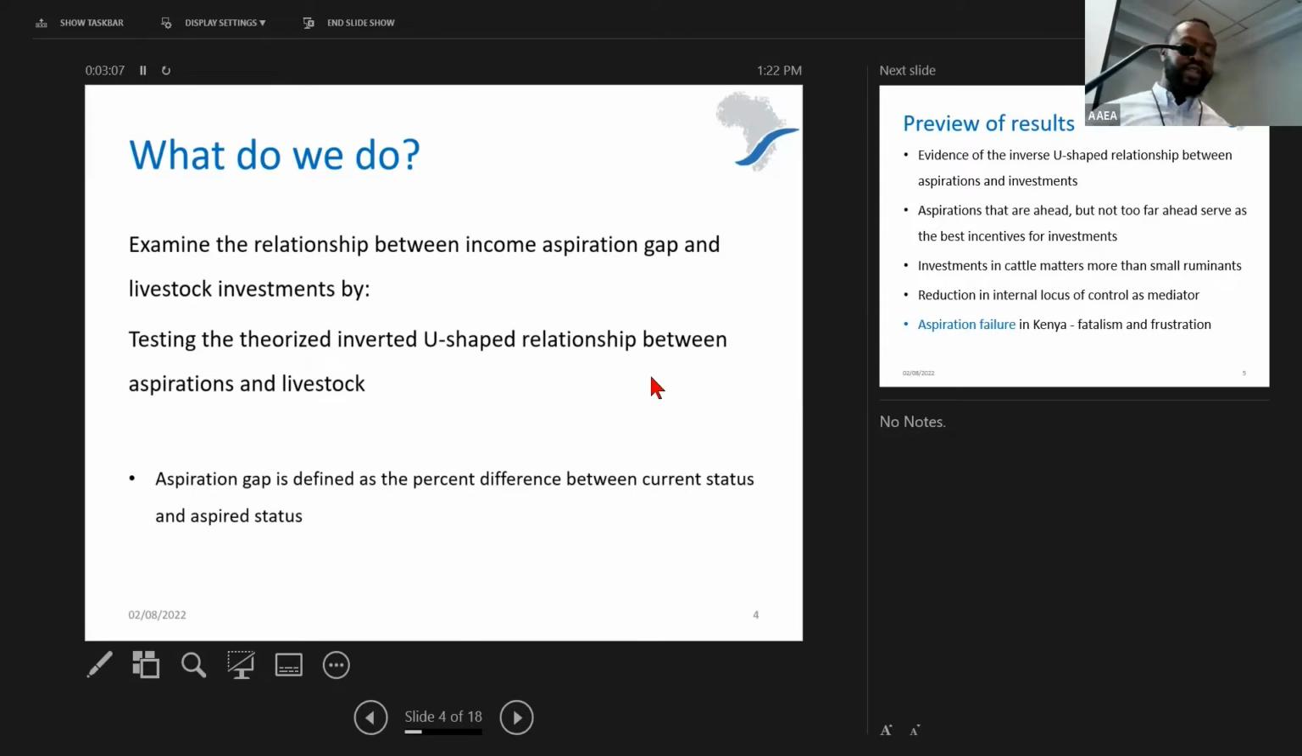So we tested this theoretical relationship, and we define aspiration gap as the difference between your current level and what you aspire for. So it is not aspirations that make you invest, but that gap. You could have a current status of maybe $1,000 today, and your aspiration is $5,000. So what makes you aspire? It's not your current status, it's not even your aspiration, but it is that gap. How large that gap is determines the kind of investment you're going to take.